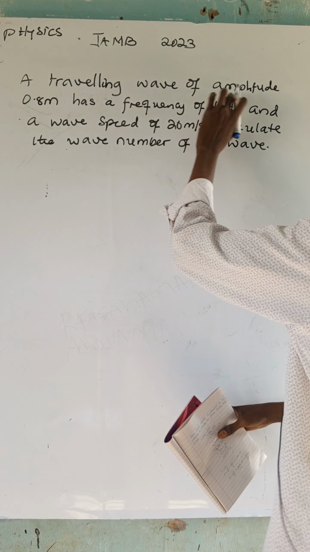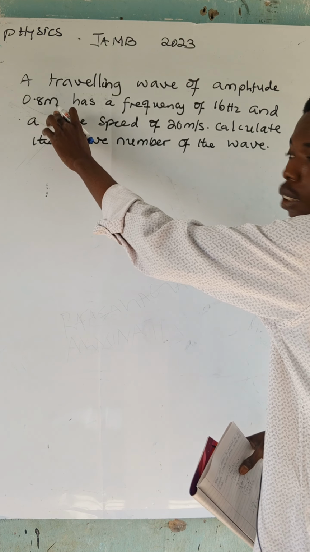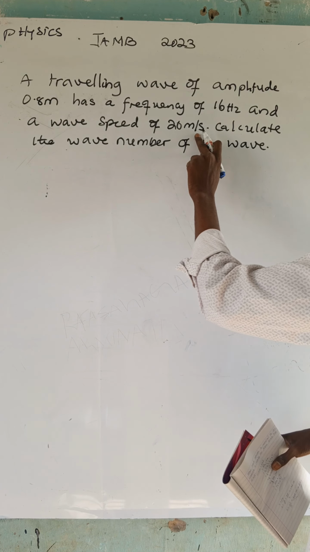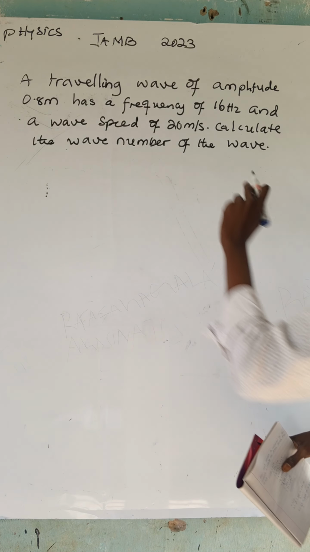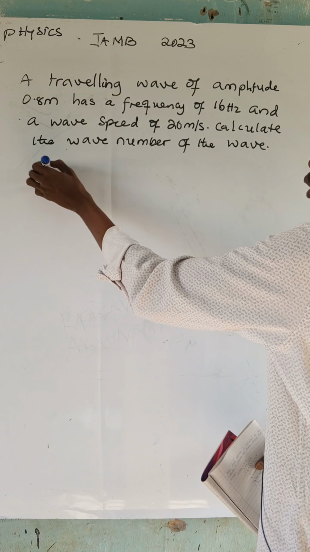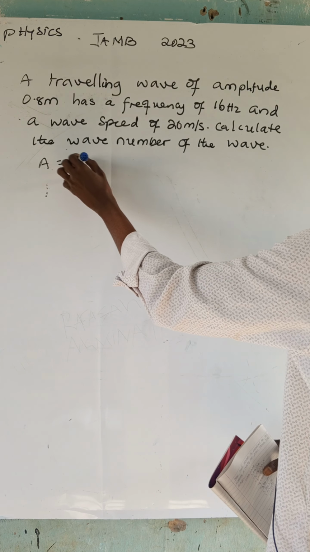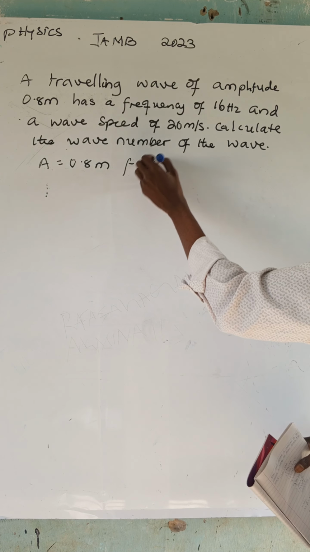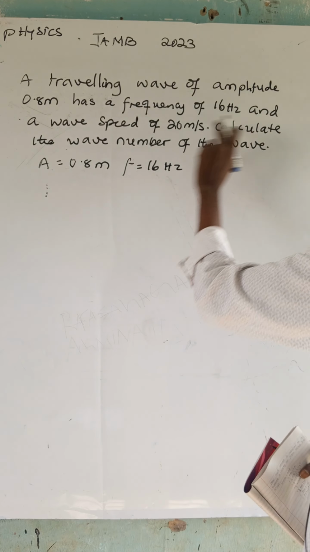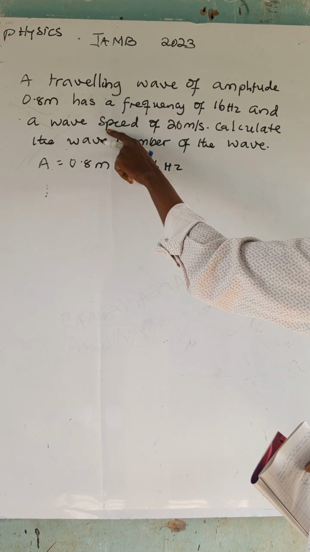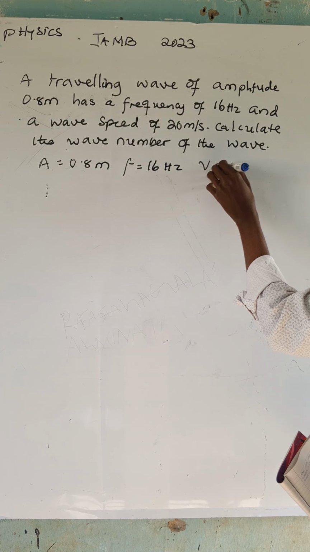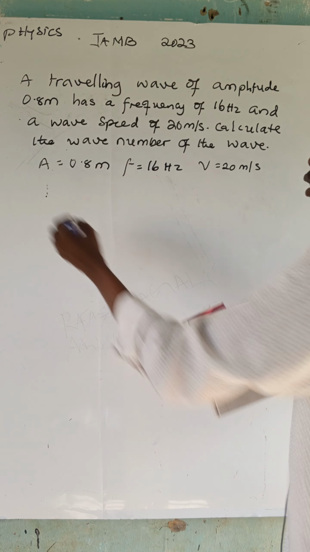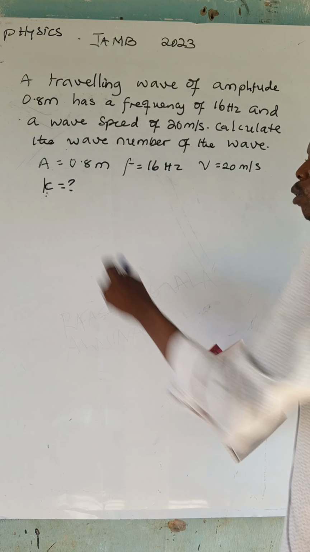A traveling wave of amplitude 0.8 meter has a frequency of 16 Hz and wave speed of 20 meter per second. Calculate the wave number of the wave. So a traveling wave has amplitude A equals 0.8 meter and frequency F of 16 Hz, and the wave has speed of 20 meter per second. Calculate the wave number K.